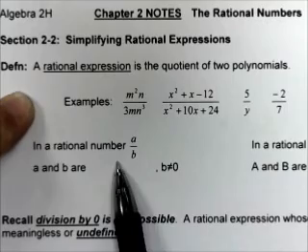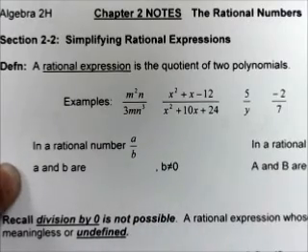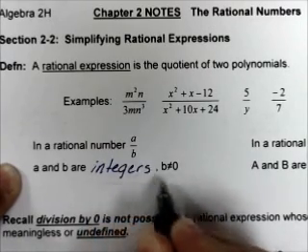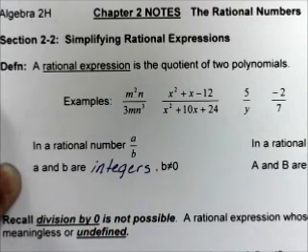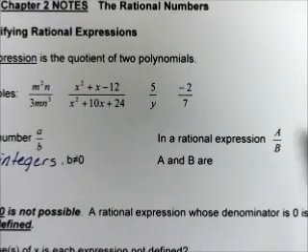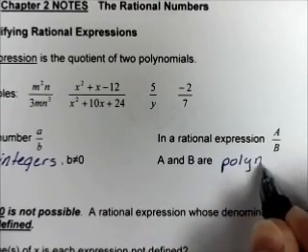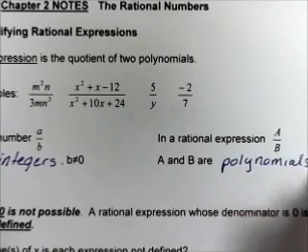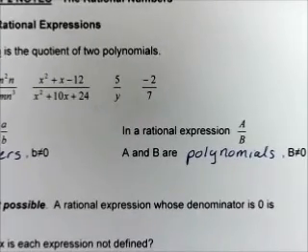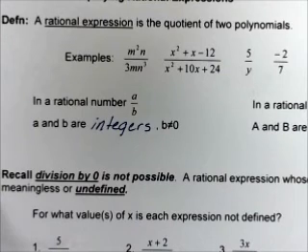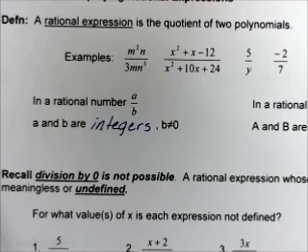Recall that in a rational number, a over b, a and b are integers, b not equal to 0, right? The denominator cannot be 0. In a rational expression, a over b, a and b are polynomials. Again, the denominator may not equal 0. Recall, division by 0 is not possible. A rational expression whose denominator is 0 is meaningless or undefined.